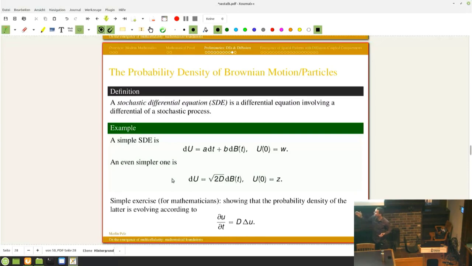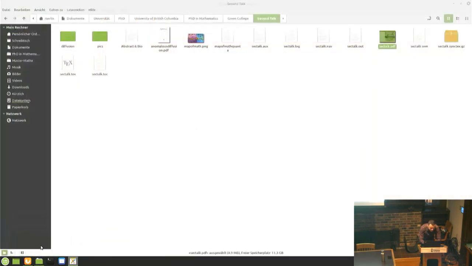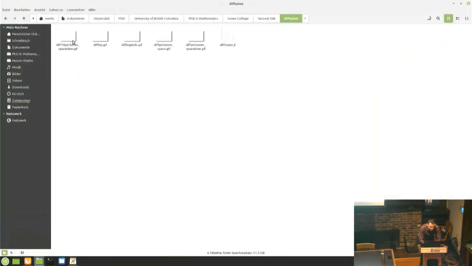So this is now how the circle is closing. What this means is many, many, many, basically infinitely many particles, Brownian particles diffusing. That is the connection to the diffusion equation. Deterministic, stochastic. Okay, now it's quickly time for animations to see this directly, and I computed, I solved the SDE.